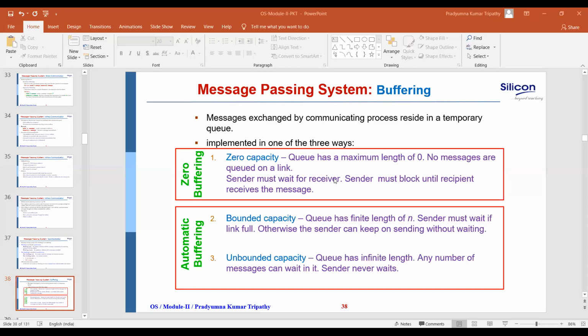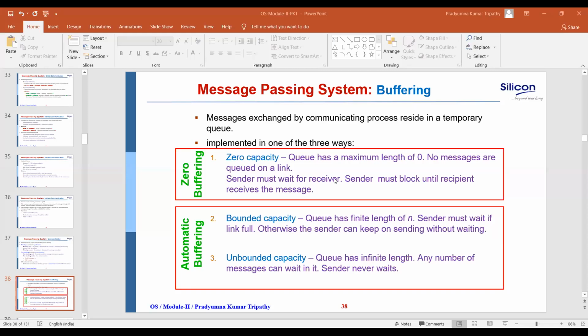No messages are queued on a link. The sender must wait for the receiver. The sender must block until the recipient receives the message, because there is no buffer, no queue. Correct? As there is no queue in between, it will send and wait till it is received by the receiver.